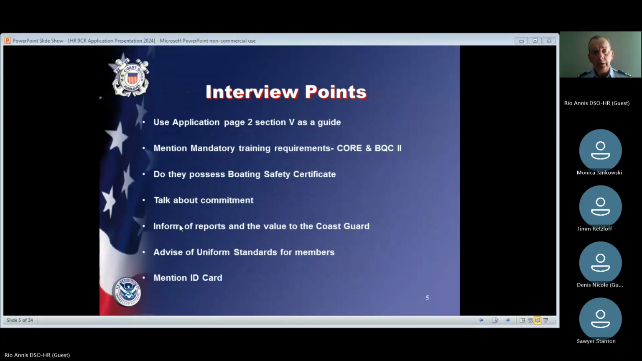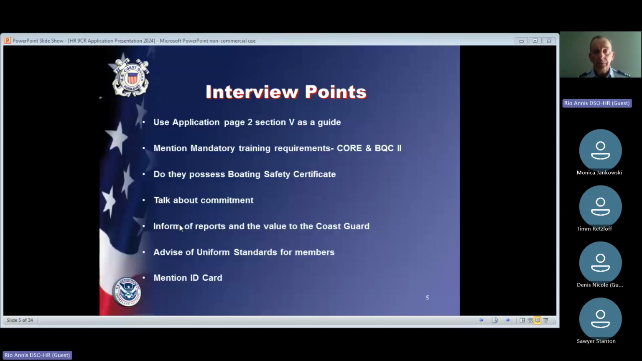You could use the application, page 2, that section, as a guide for your interview. It has a lot of good information and points that we need to cover, such as that we're not a yacht club. It talks about wearing the uniform. It talks about dues. It talks about a variety of things. We want to make sure this information is given to the potential recruit right up front. We want to talk to them about mandatory training requirements, so it comes as no surprise to them later, after they join, that they actually have to do this online training.